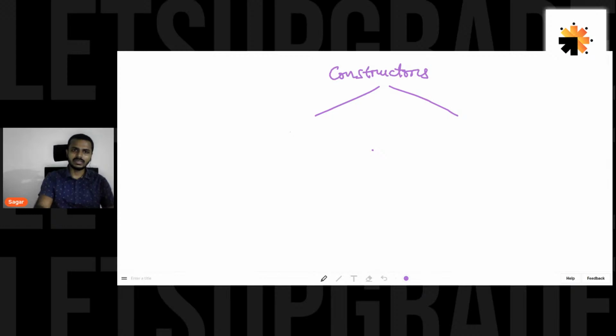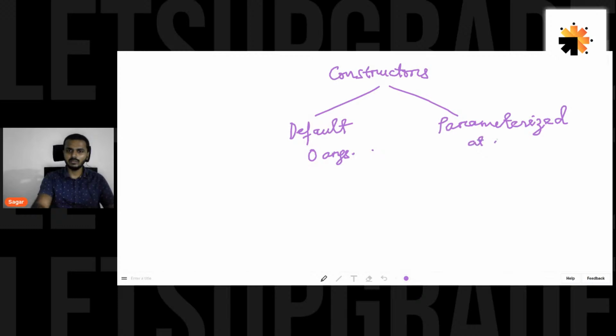Now, what are the types of constructors? Two actually. One is default, another one is parameterized, right? In default constructor, what happens? What is the difference in here? In default constructors, we don't pass any argument. So zero arguments. I'm writing it in short as zero args. And in here, we pass at least one argument. At least one argument, right?